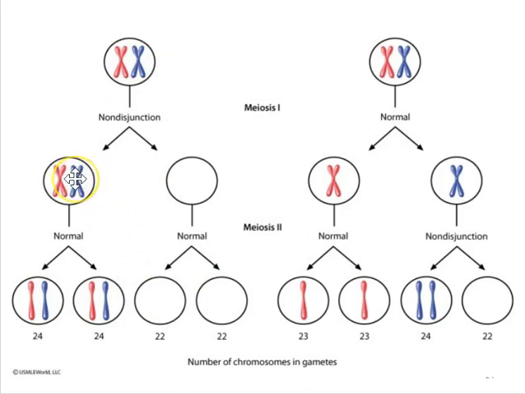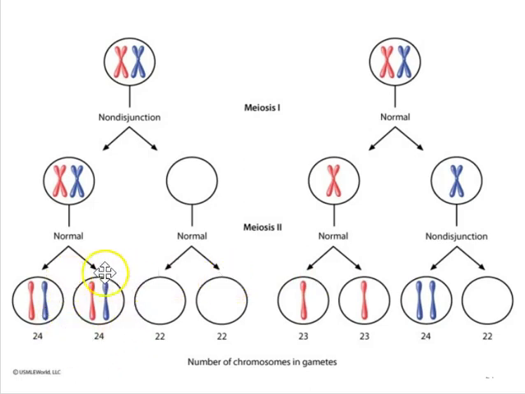And then over here, this cell will do its best to continue through meiosis 2, and these gametes have an extra copy. So these have one copy too many, and these have none. So all of these gametes are aneuploid gametes.